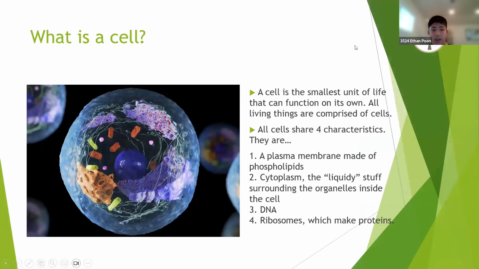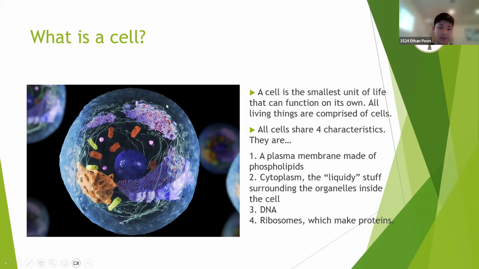All right, so what is a cell in the first place? A cell is the smallest unit of life that can function on its own. All living things are comprised of cells. So all cells share four characteristics, and they are a plasma membrane made of phospholipids.